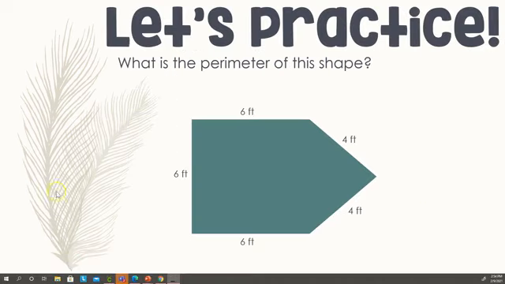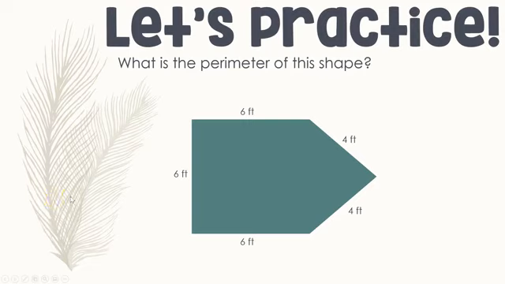Okay, third graders, let's get some practice in. What is the perimeter of this shape? Remember, perimeter means the distance around an object or shape. And to find the perimeter, we're just going to add the sides of the shape together. Go ahead and pause the video and add all the sides of the shape. When you have your answer, unpause to see if you are correct.